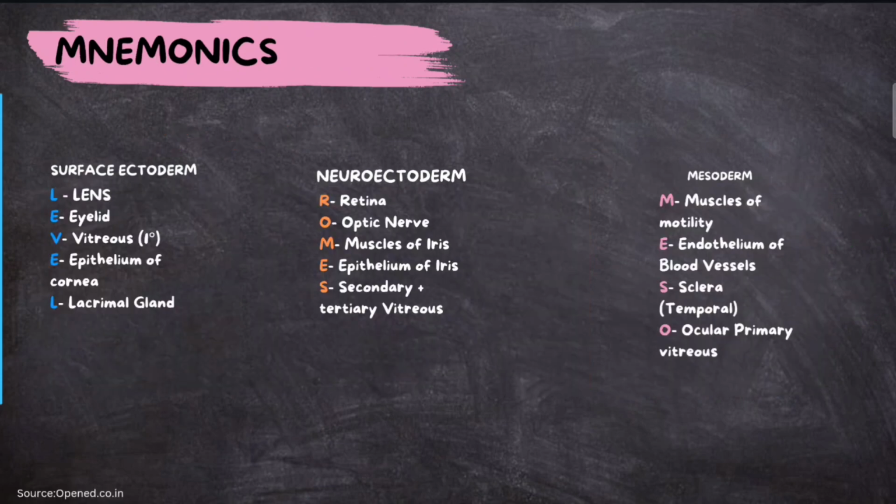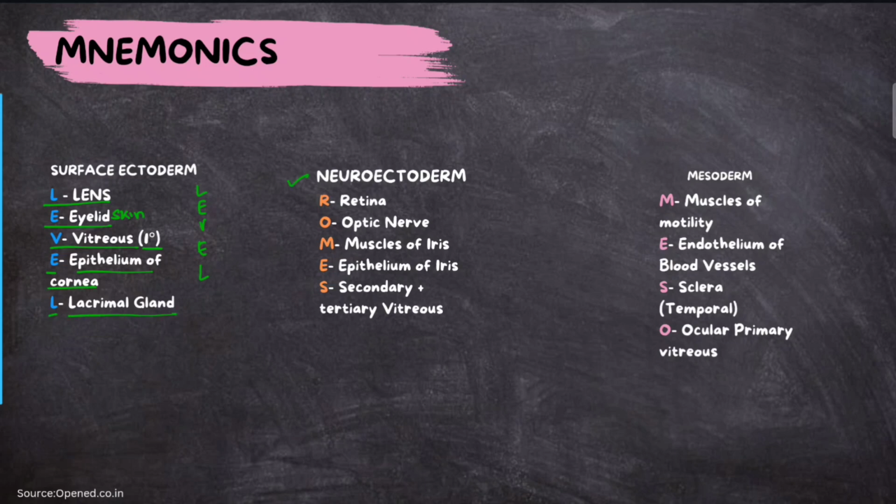So that was the basics of development of the eye. I will make more videos and go into more detail of how each structure is formed. For now, there are a few mnemonics that I have mentioned in the video, and that will help you to remember what structures come from what layer. So coming to surface ectoderm, I would like you to remember the term LEVEL. L for lens, E for eyelid skin specifically, V for vitreous, but only the primary vitreous, E for the epithelium of cornea, L for lacrimal gland.